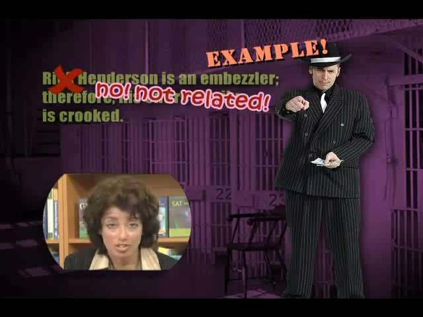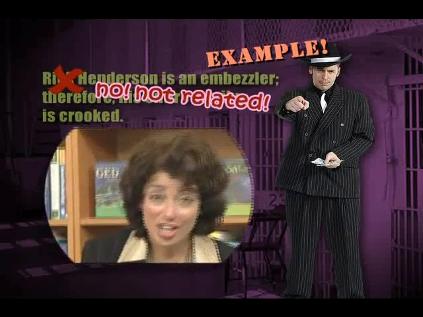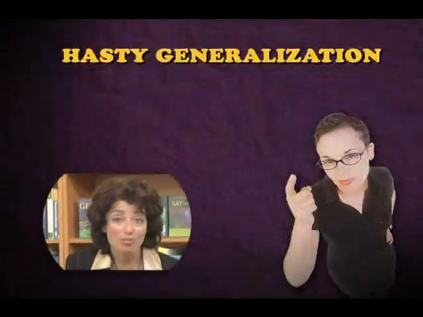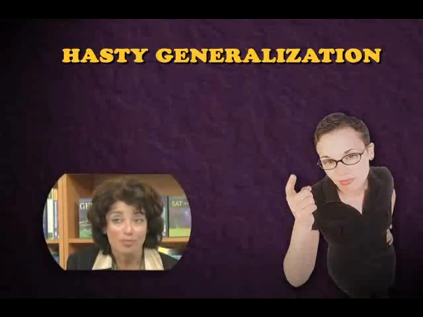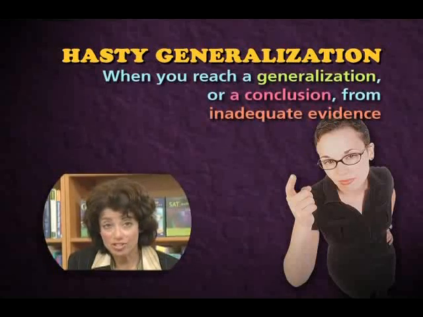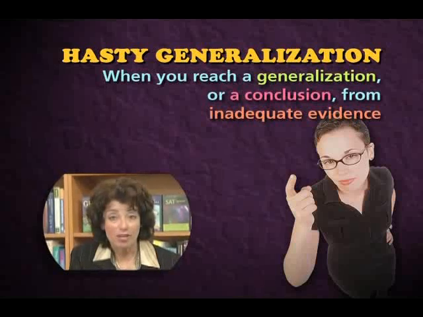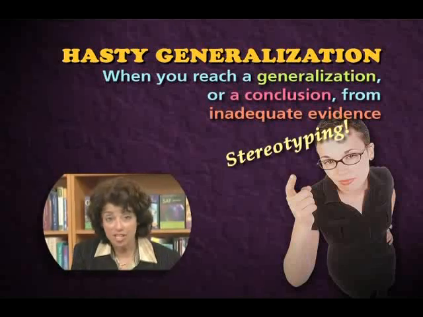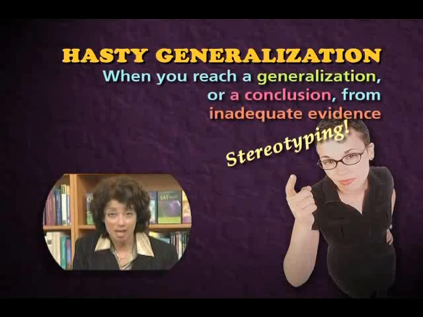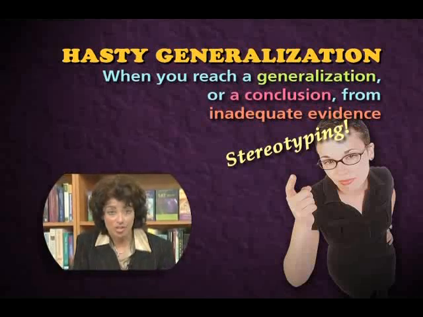You cannot associate them. Now, as you can tell, there's a lot of logical fallacies, which means that it's very important to pay close attention to your logic. Because if not, you can rather easily slip into one of these problems. For example, a hasty generalization. That's when you reach a generalization or a conclusion from inadequate evidence. Stereotyping is an example of a hasty generalization.